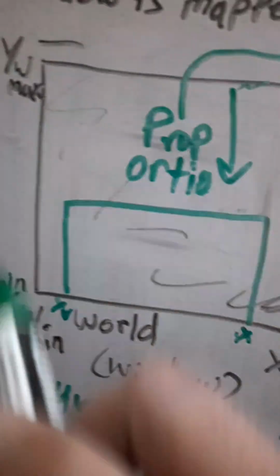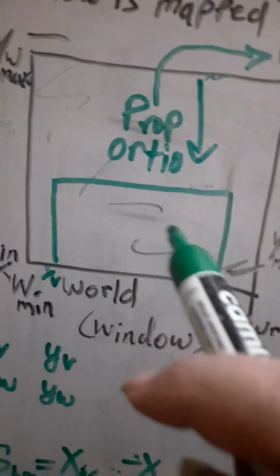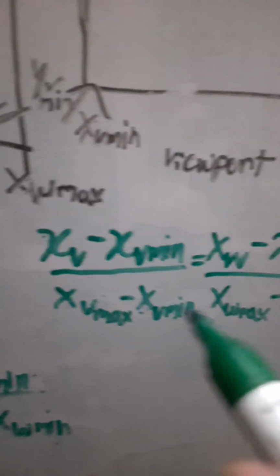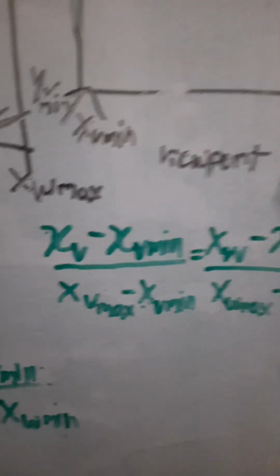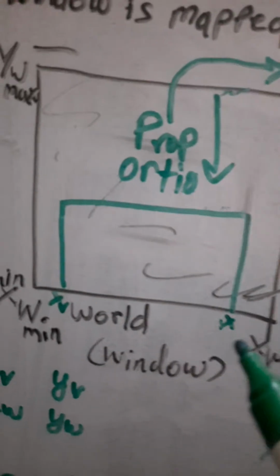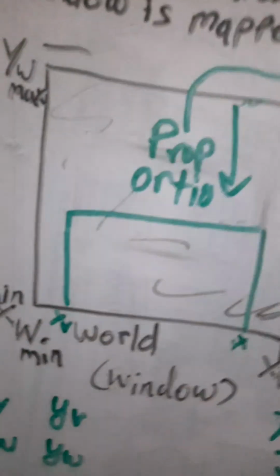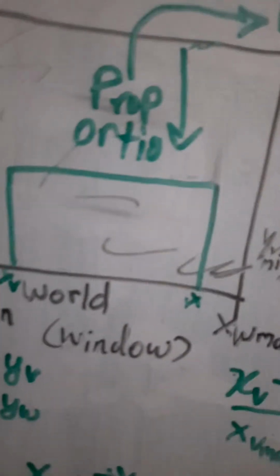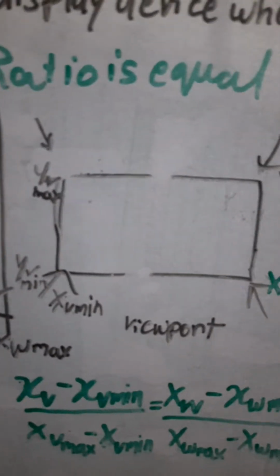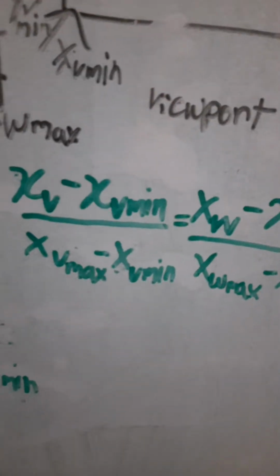So our world view is huge, and this huge screen is similar to this tiny screen. We are concerned about x, and we only talk about one axis at a time. The viewport is proportional to the window. Proportional means the ratio is equal, so we are doing ratios now.